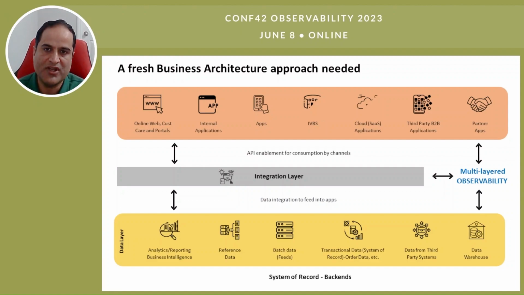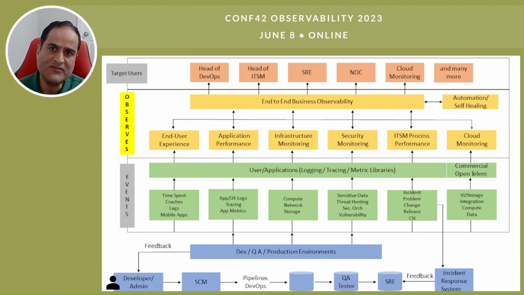Now, what is this business architecture approach? I would like to share with you a business architecture approach where you can see there are three levels to it. One is the dev and QA production environments where we have various engineering teams working, whether we have DevOps teams, we have QA teams, SRE teams.